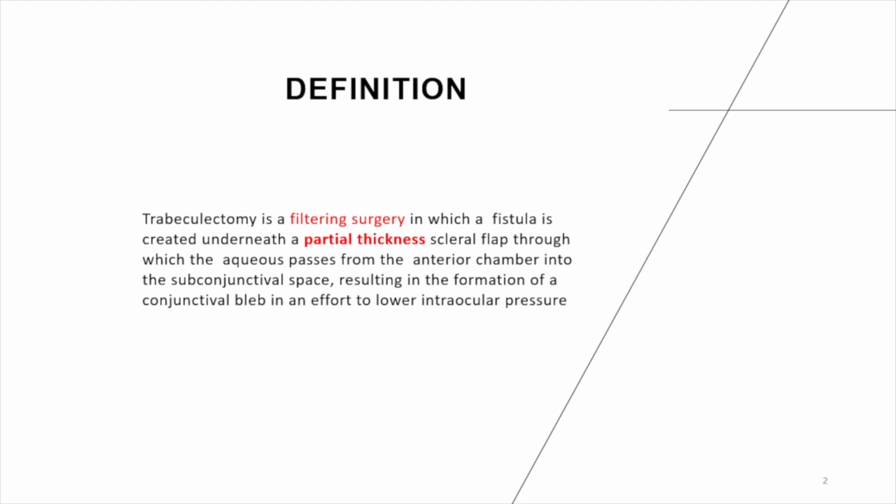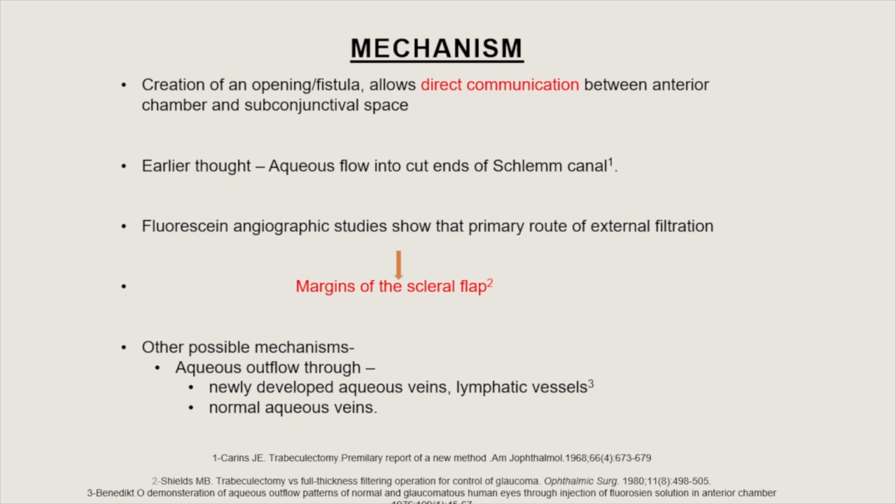So, what is trabeculectomy? It's a filtering surgery in which a fistula is created underneath a partial thickness scleral flap, through which aqueous passes from the anterior chamber into the subconjunctival space, resulting in the formation of a conjunctival bleb in an effort to lower the intraocular pressure. So, what is the mechanism?